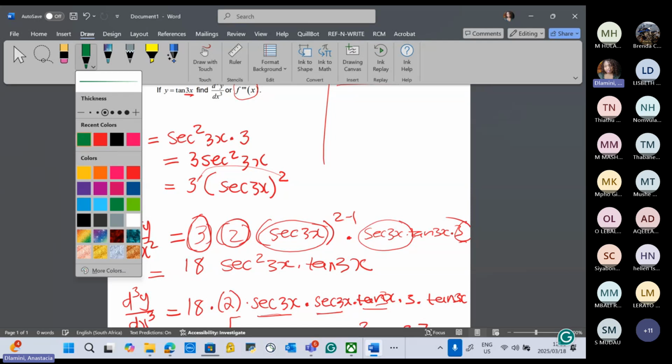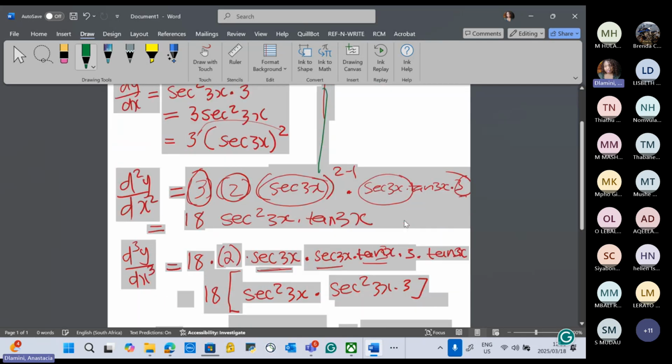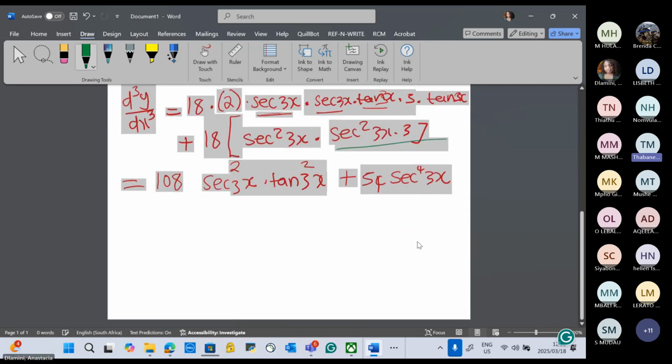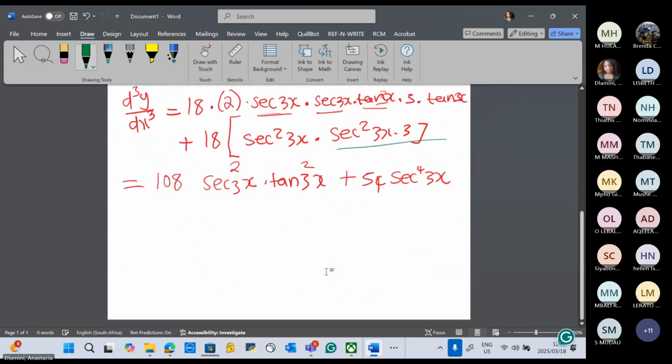Remind me the identities of tan. What is the identity of tan squared? Guys, do I have to remind you? Tan squared is equal to sec squared x minus 1.